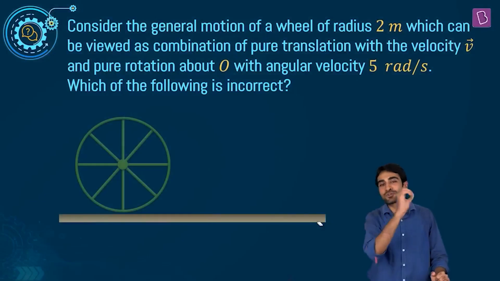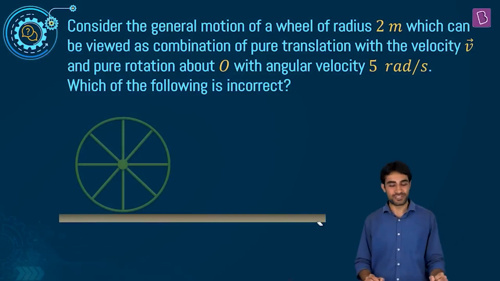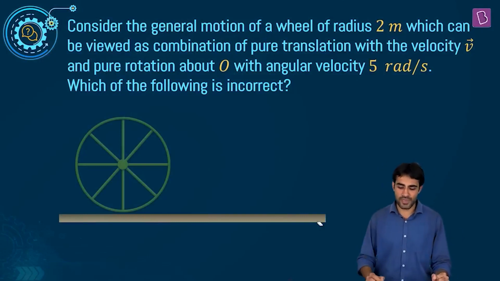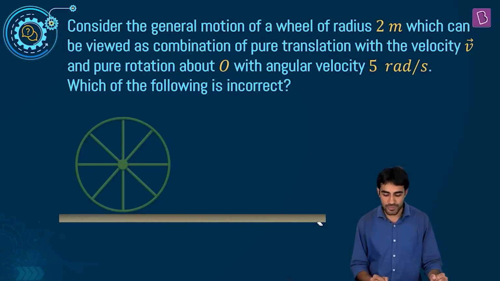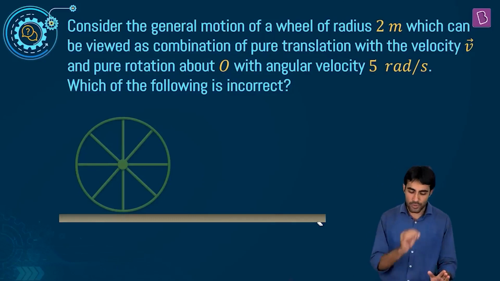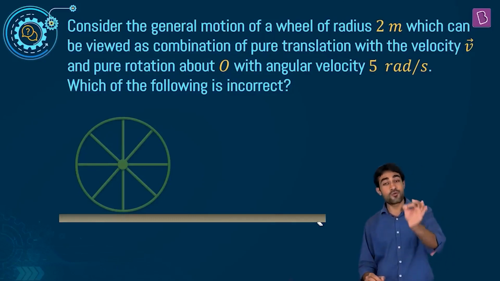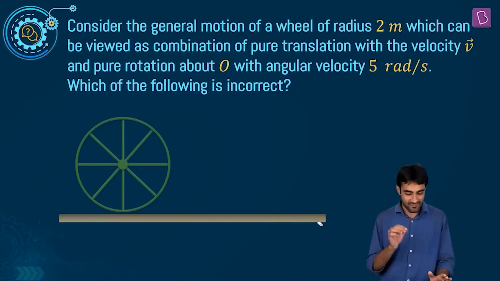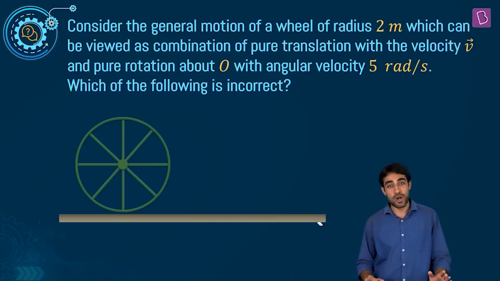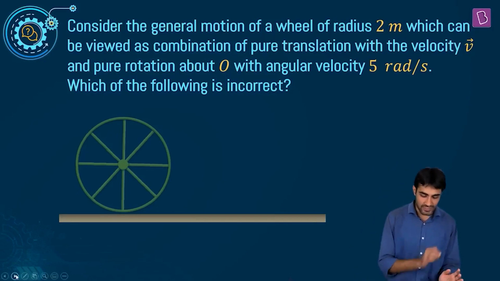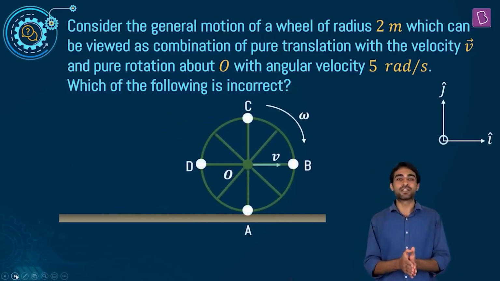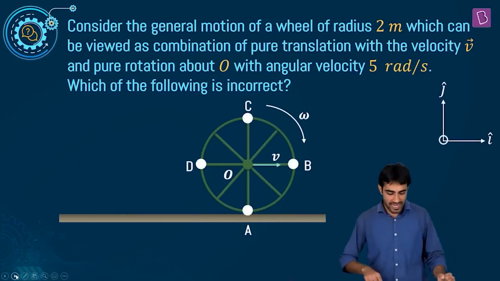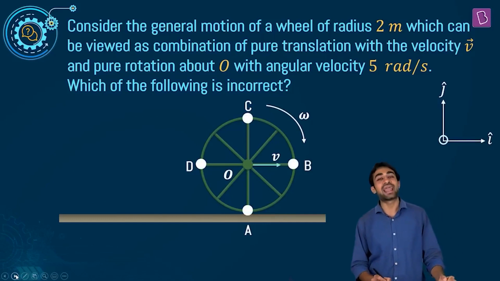Let's have a look at this question on rolling motion. The question says, consider the general motion of a wheel of radius 2 meter, which can be viewed as the combination of pure translation with the velocity v and pure rotation about O with an angular velocity of 5 radian per second. Which of the following is incorrect? Now what is happening? The wheel is going like this. It is under rolling motion. Rolling motion is the combination of translation and rotation motion. And we can see that here are some points A, B, C and D.